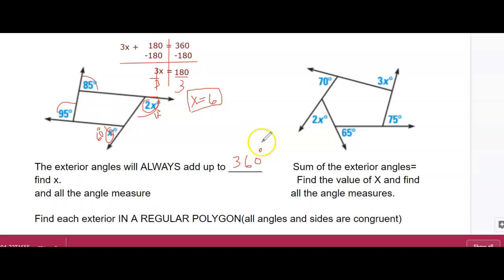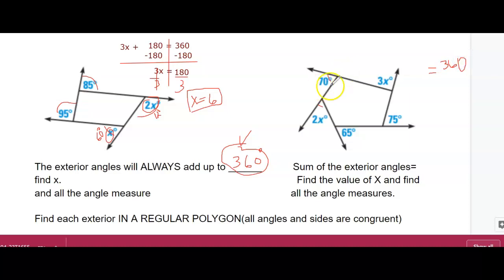It gives you, oh, I'm sorry, 360 degrees. That's what it should always equal. Even this other one here, all the exterior angles will always give you 360 no matter what. So go ahead and try this one.